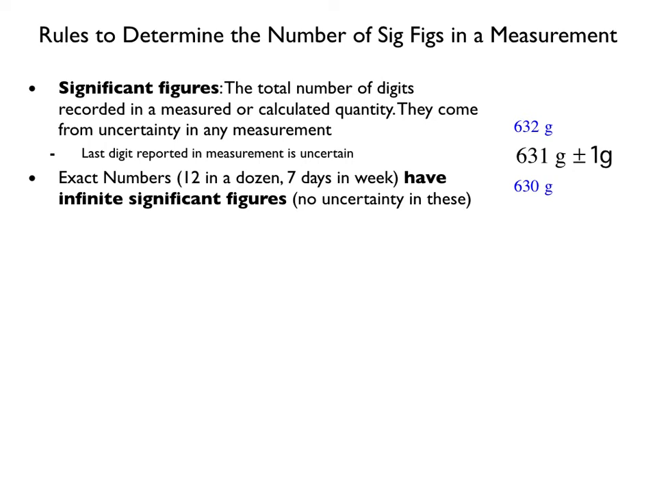We can also have things like exact numbers, 12 in a dozen, 7 days in a week. These have an infinite number of significant figures because there's no uncertainty. These are exact numbers.